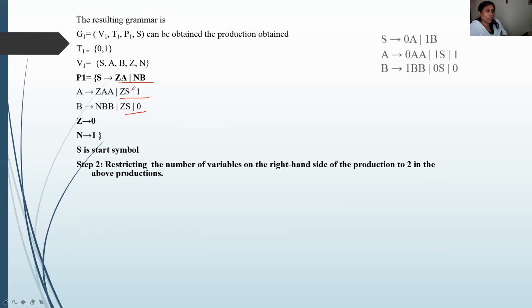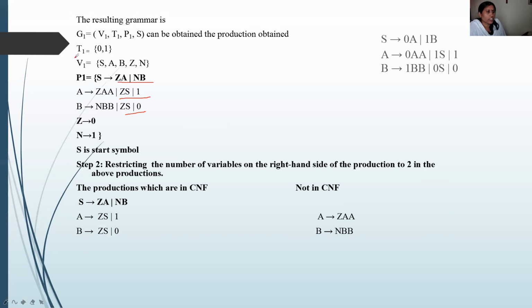So if we restrict the number of variables on the right hand side of the production to 2, the above productions will become like this. Again, if we check the productions which are in CNF form and not in CNF form, all these are CNF form. These two are not in a CNF form. This has to be converted to CNF form. According to the scenario, either it has to be reduced to two variables or a single terminal. Reducing it to a single terminal is difficult, so we can reduce it to two variables.